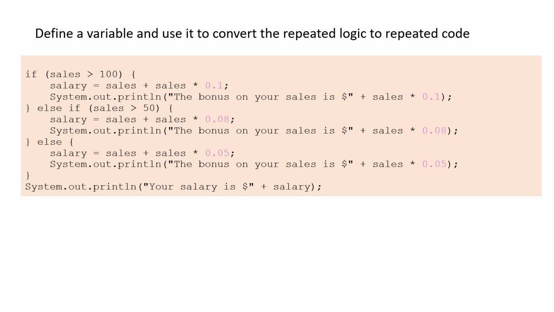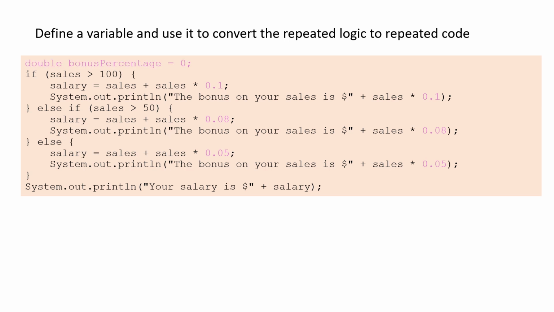This is a clue for us when we have a repeated logic. This is a clue for us that we may be able to define a variable and assign these values to the variable inside the branches and replace these hard-coded values with the variable that we defined. This way, we may be able to convert the repeated logic into repeated code. And then when we have a repeated code, we know how to factor the repeated code to outside of the branches. Let me show you how.